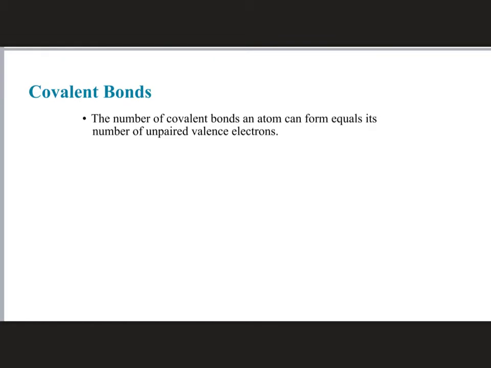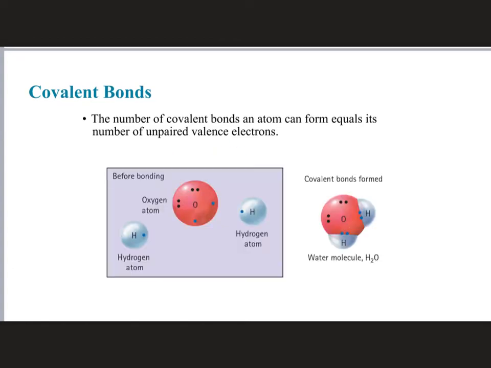Now, one of the things that's really important to know is that the number of covalent bonds that an atom can form equals the number of unpaired valence electrons. So unpaired valence electrons are what enable covalent bonds to form. So let's look at an example: the familiar example of water, H2O. If we look at the oxygen atom right here, we can see that in its valence shell, it's got two paired electrons here, two paired electrons there, and we have two unpaired electrons, one here and one there. So that means that oxygen has the possibility of forming two different covalent bonds.